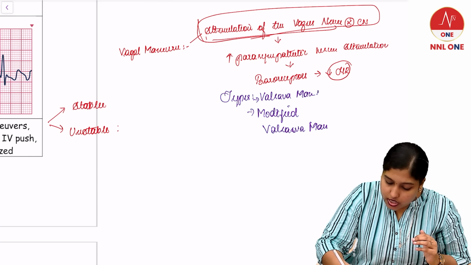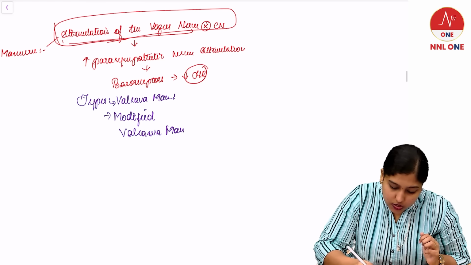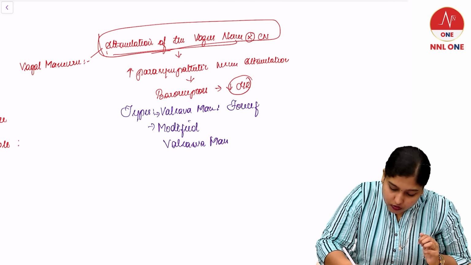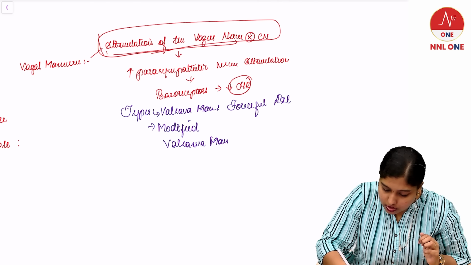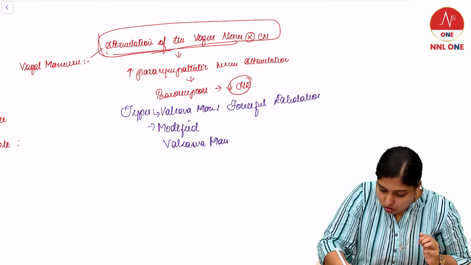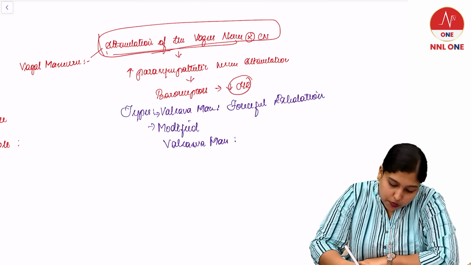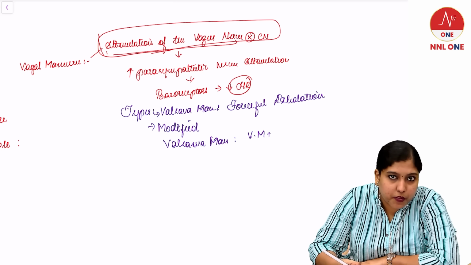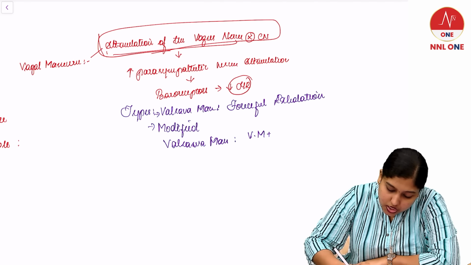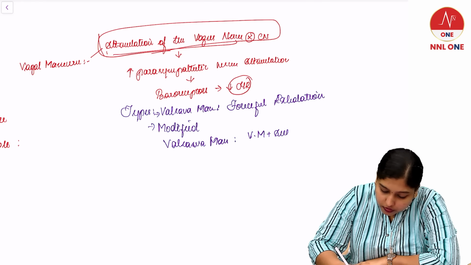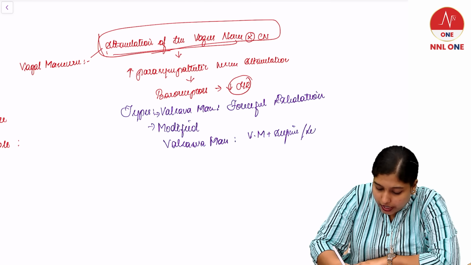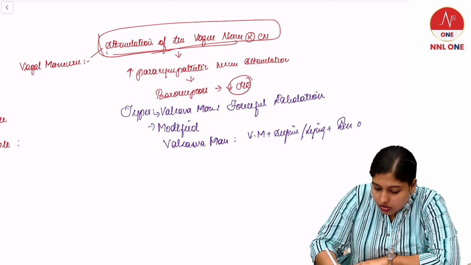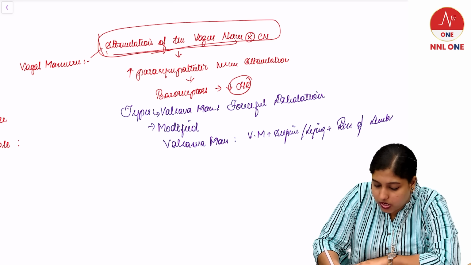So first I said the Valsalva maneuver is forceful exhalation through all the orifices. So the modified Valsalva maneuver is the Valsalva maneuver plus the patient is in the supine or lying position, plus rise of limbs. This is the modified Valsalva maneuver.